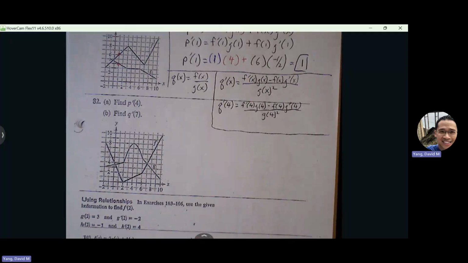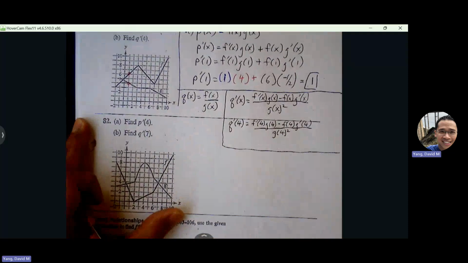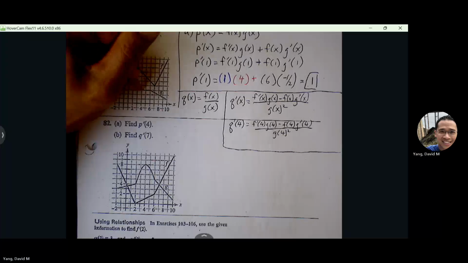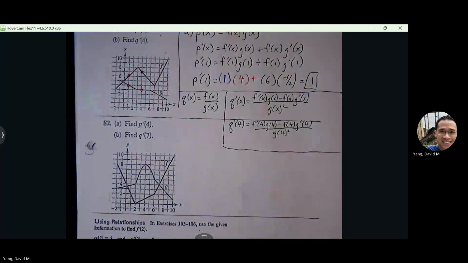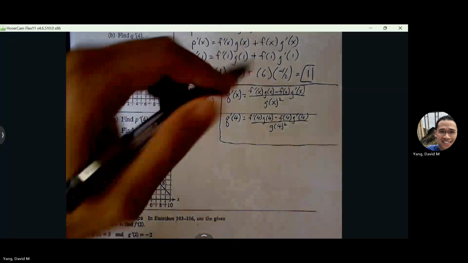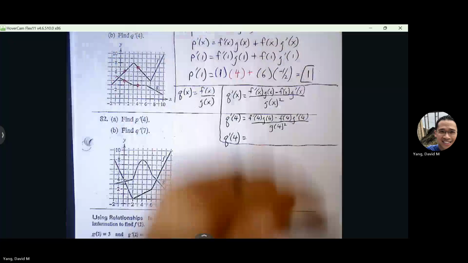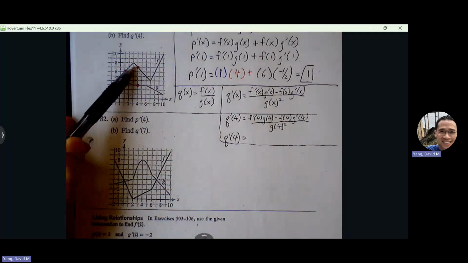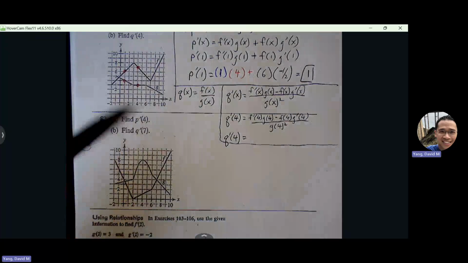Okay, so now we're looking for the slope in the ordered pair, but now it's at X equals 4. So I'm going to highlight those points. All right, F prime of 4. What's the slope of the F graph at 4? -1. Okay.